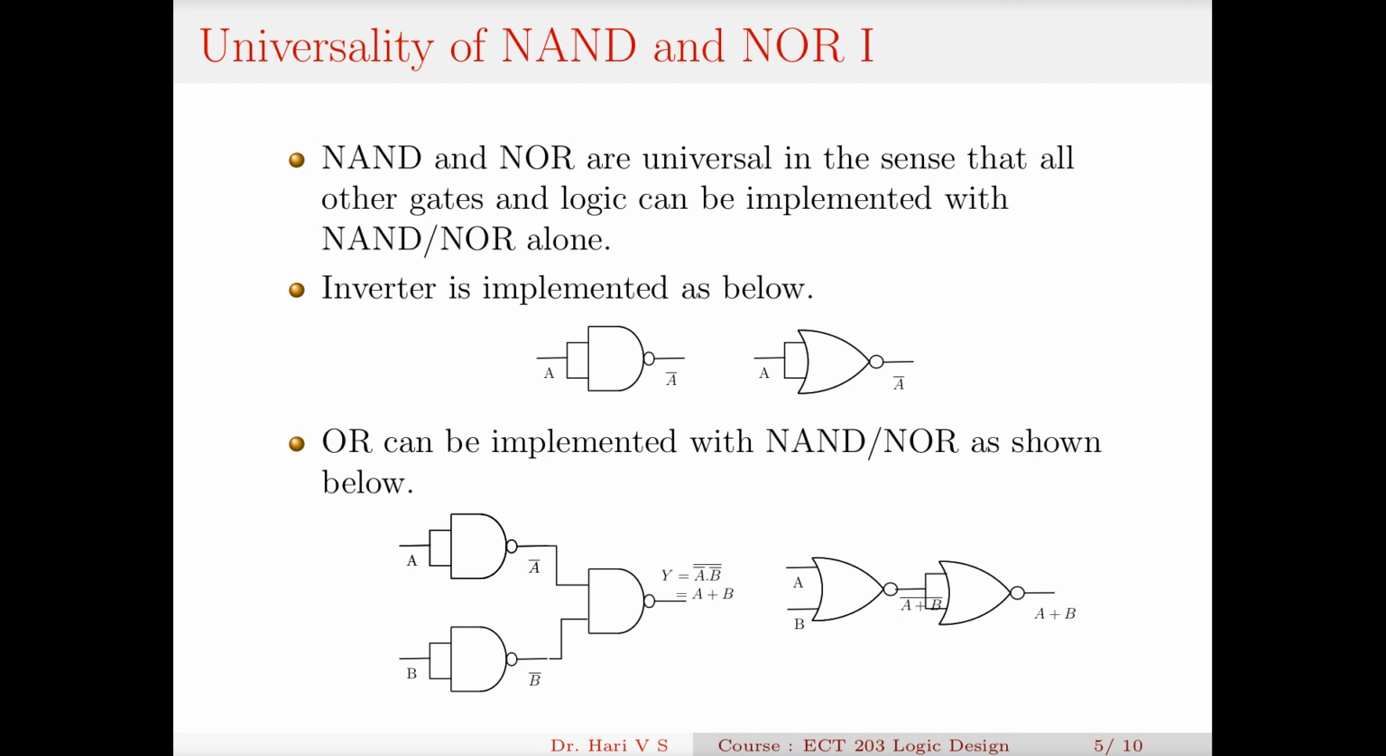So for example, if you want to create an inverter gate or a NOT gate, you can connect a NAND like this with a 2-input shorted. This becomes A and A all complement, which is nothing but A complement. Likewise, if you connect a NOR here, A or A all complement is nothing but A complement. So this is the implementation of an inverter with a NAND, and this is the implementation of an inverter with a NOR alone.